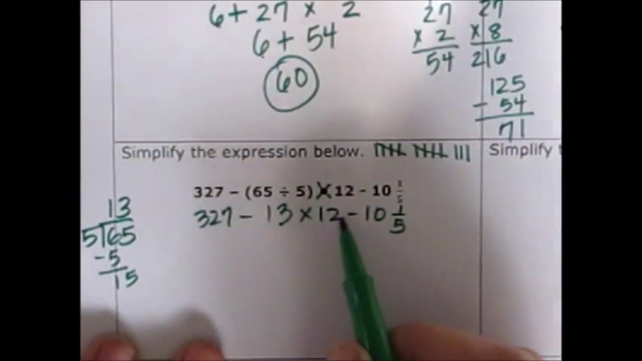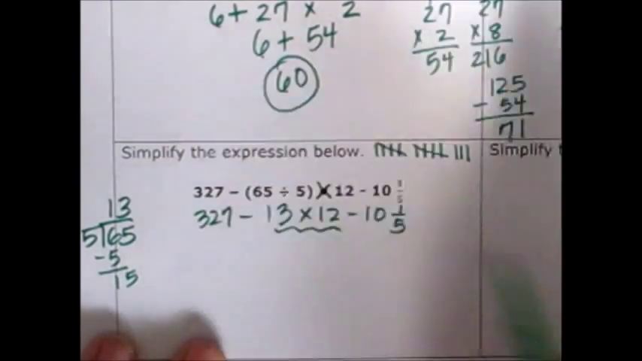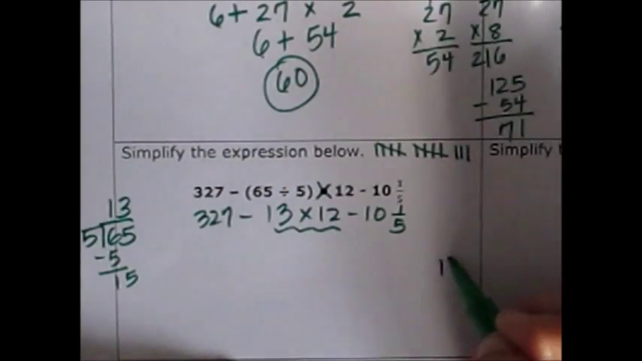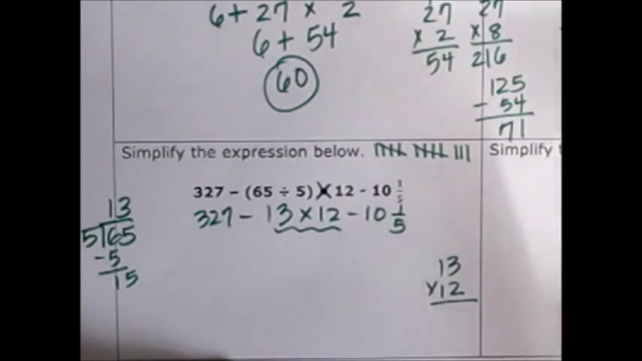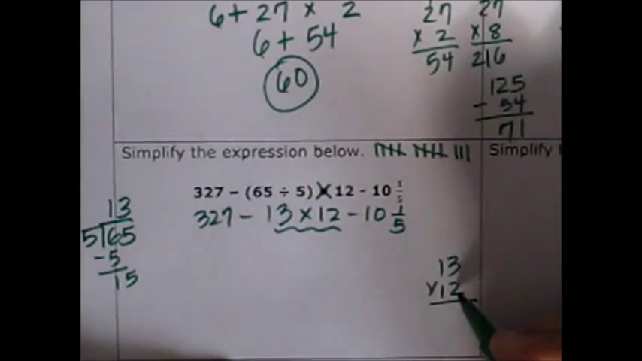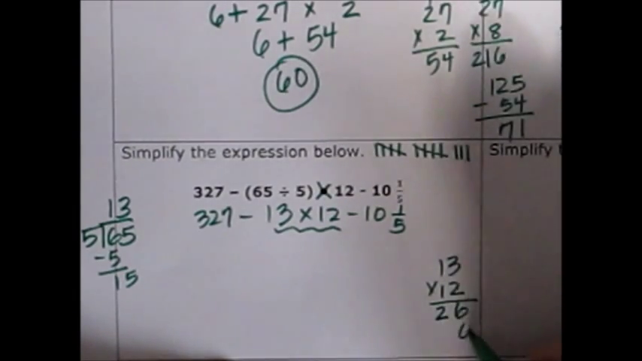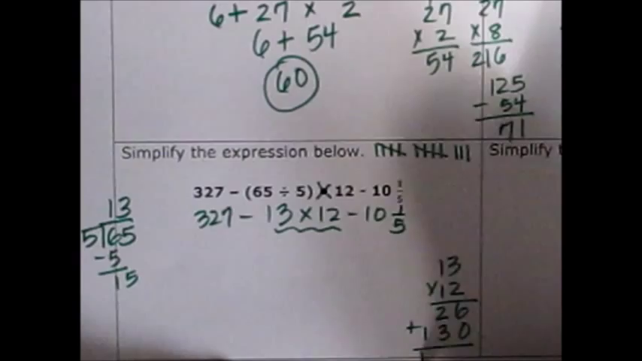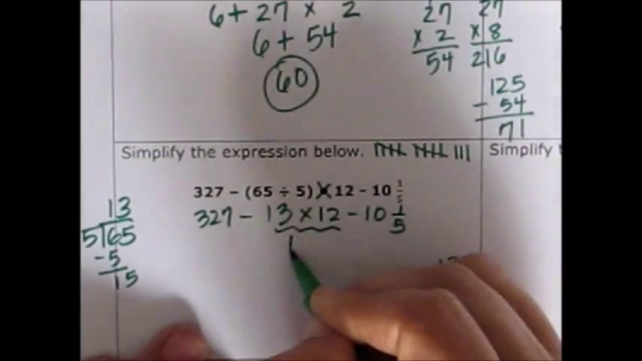So from left to right, multiply or divide, I have this 13 times 12. 2 times 3 is 6. 2 times 1 is 2. Drop my 0. 1 times 3 is 3. 1 times 1 is 1. And I add, so I get 156.